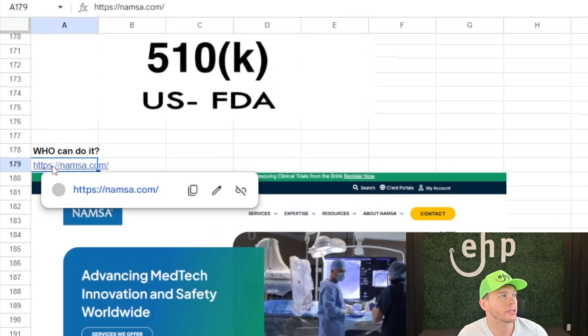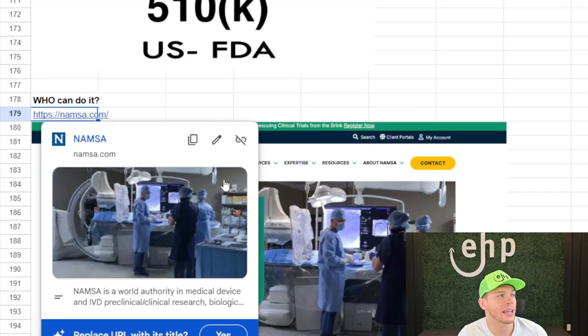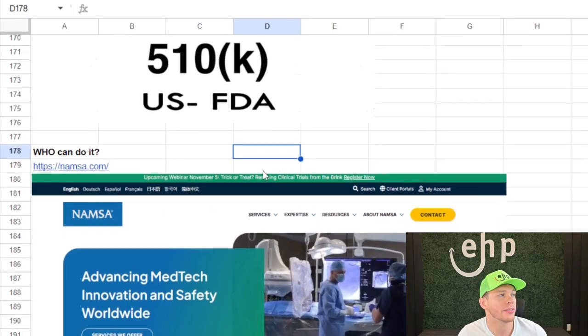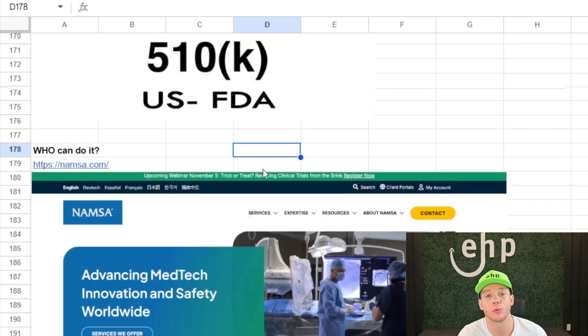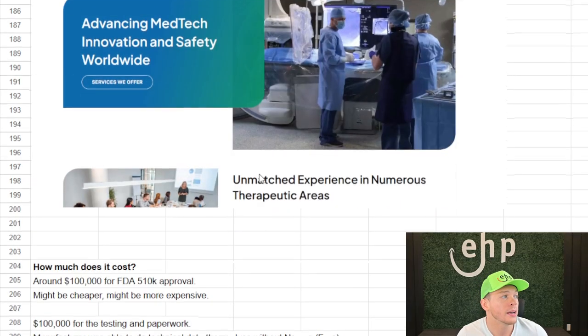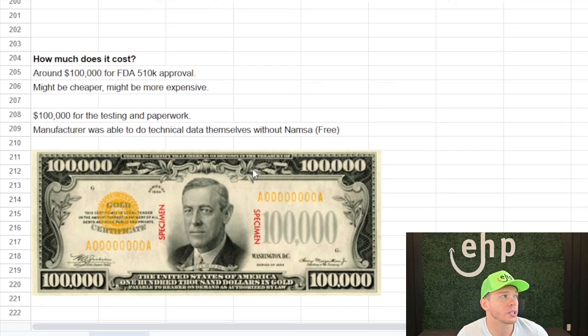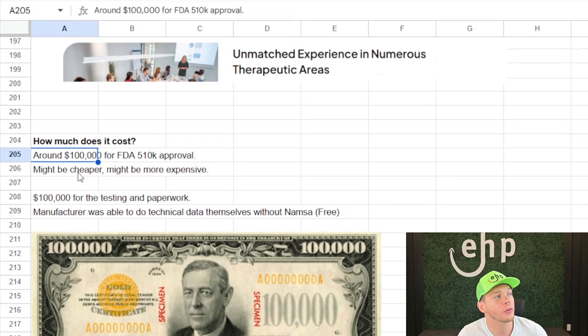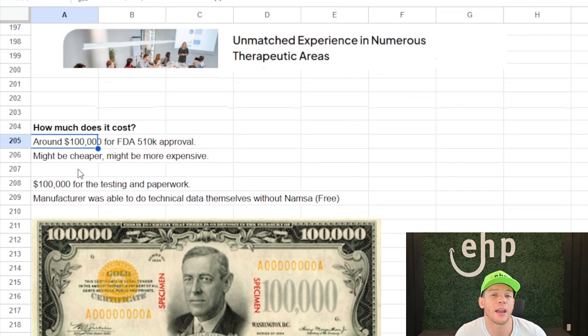So NAMSA, this is the legit company that can get you FDA 510K approval. Actually, a lot of them used to work at the FDA, and their stamp of approval is extremely strong and extremely powerful. Now, how much is it going to cost? It's going to cost around $100,000 for FDA 510K approval. Now, it might be cheaper, it might be more expensive, depending on your device.